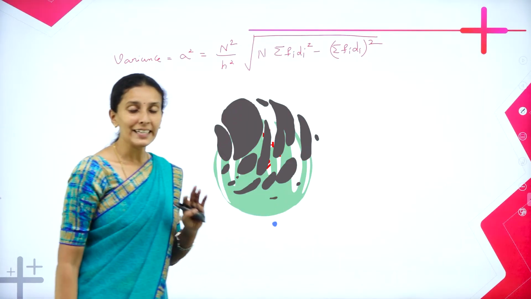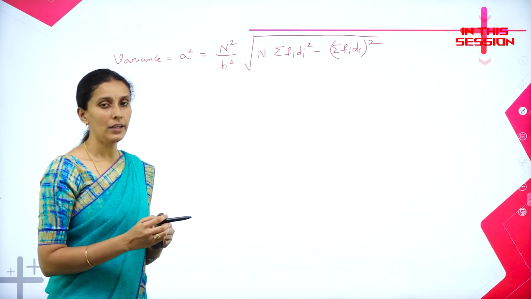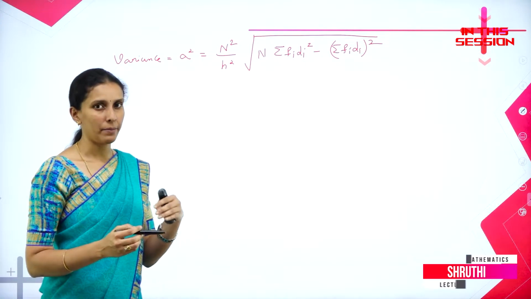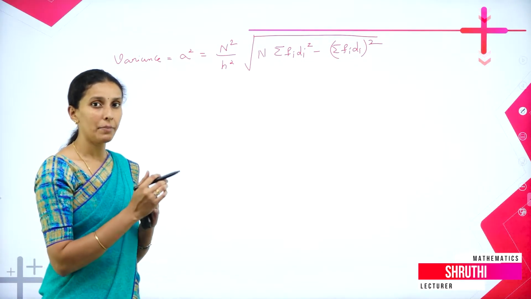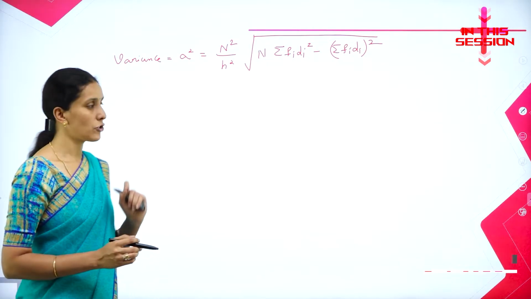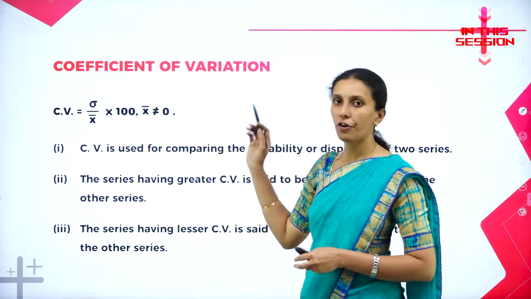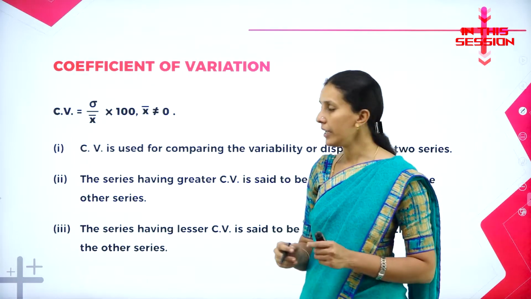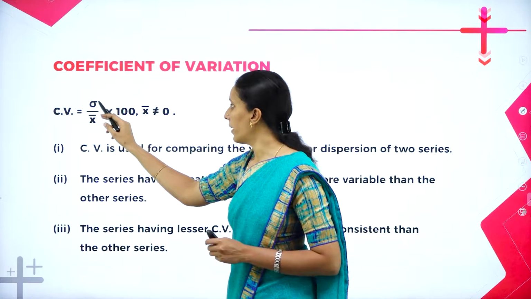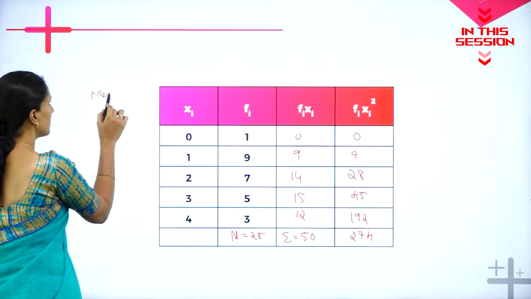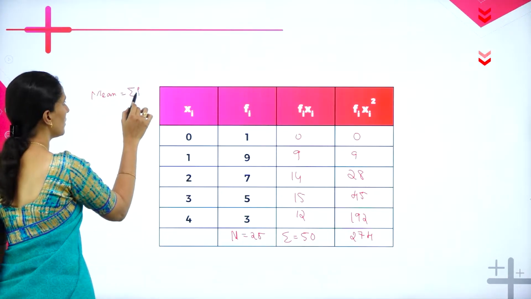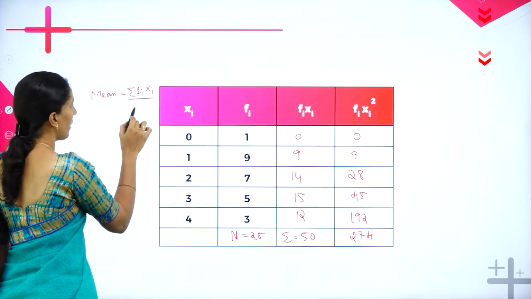Whatever you have taken as di in the formula, you can also take it as yi, because yi is nothing but the deviation from an assumed mean divided by the class size, that is, the height of the interval. So coefficient of variation, CV, is given by the formula sigma divided by x bar into 100. Mean is always summation fi xi divided by n.